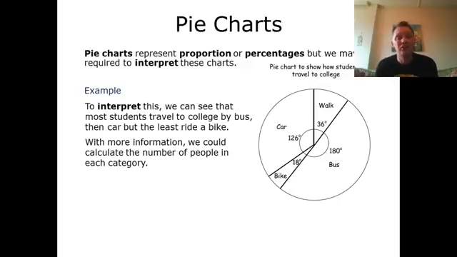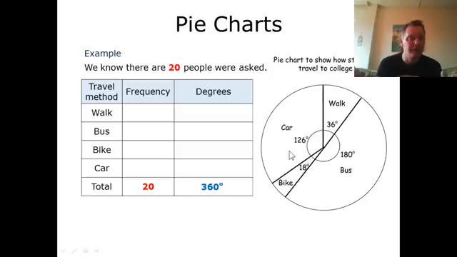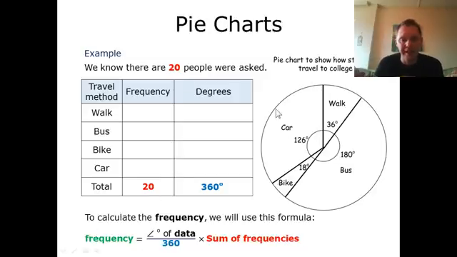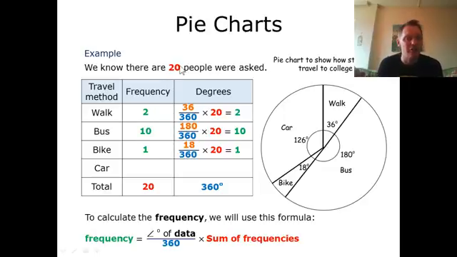Now, with more information, we could actually interpret this more by finding out numerical details for each one, which we're going to be looking at now. So if we were told that 20 people were asked, using this information here, we are going to be using this formula. So frequency equals degrees of data, divided by 360, multiplied by the total number, our sum of frequencies. So our first one, 36 degrees for walk, divided by 360, times 20, gives me 2. So 2 people out of the 20 said that they walked. And then carrying this on, I get my full amount, and I can check all these because if I add all these together, they should equal 20.